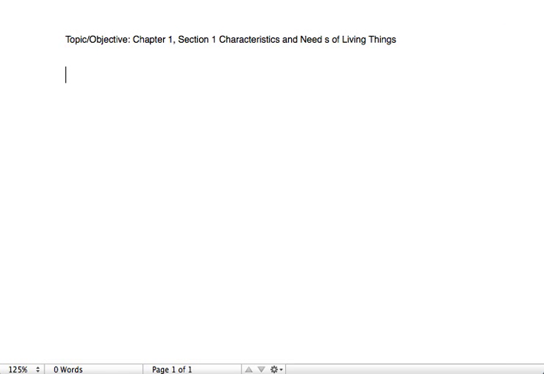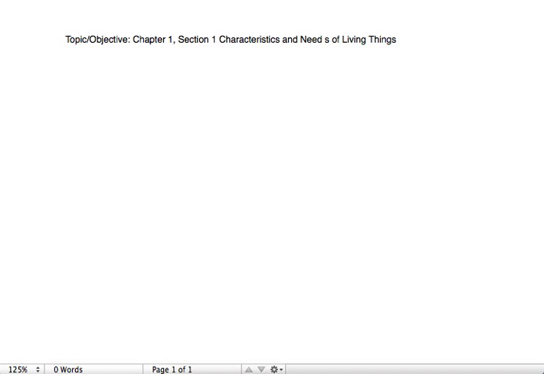Be sure to put your name in the upper right-hand corner where it calls for name. Don't forget to put the block when you have science as well as the date. For today, since this is our first set of notes, our topic and objective is Chapter 1, Section 1, the characteristics and needs of living things. So make sure you write that in your notes in the topic and objective section.